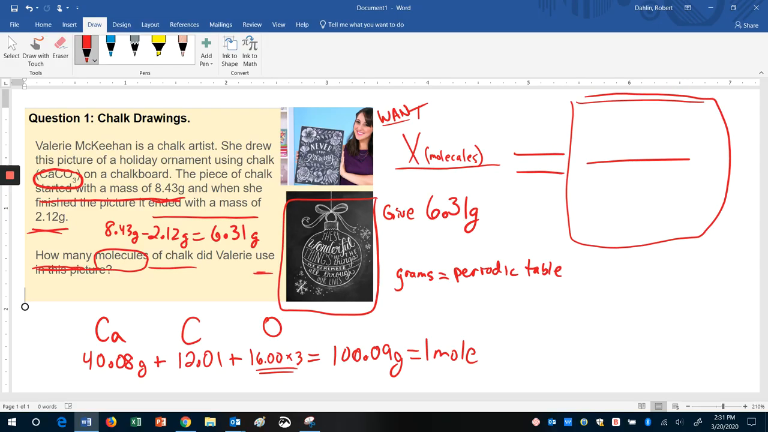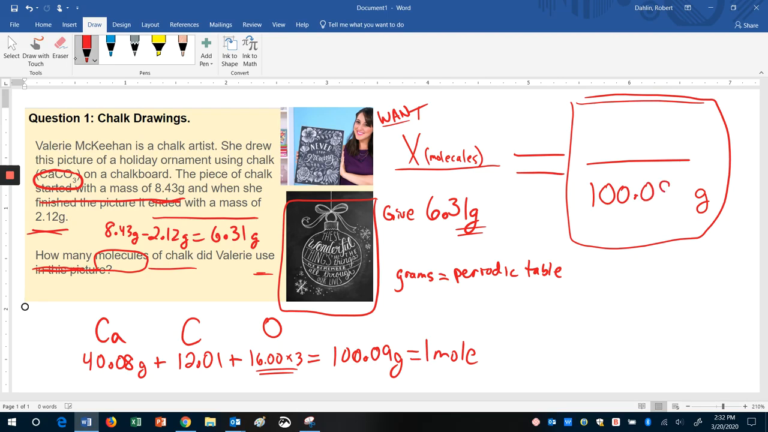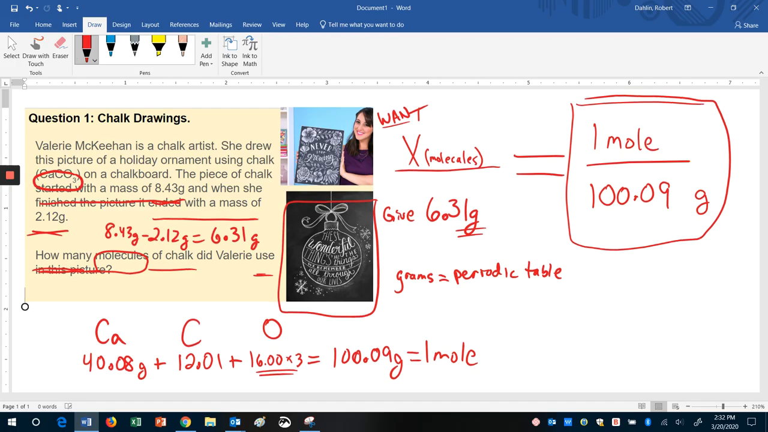Now, in terms of my proportion then, this is going to be the number that goes on the right side on the bottom. Why on the bottom? Well, because if I start with grams on the bottom, I need to end with grams on the bottom. So 100.09 grams. But here's where it gets a little different. This is technically how many grams are in 1 mole of chalk particles. But that's not what the question's asking for. The question's asking for molecules.